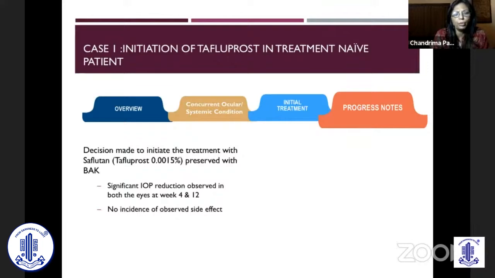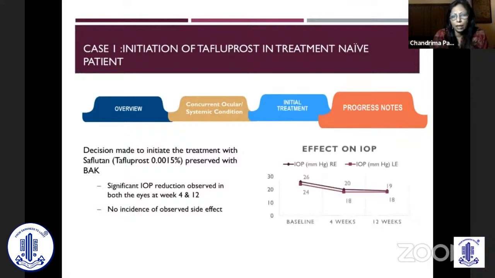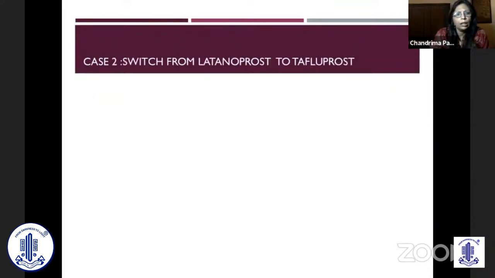There was significant IOP reduction observed in both eyes at week 4 and 12, with no incidence of observed side effects. She started with 26 and 24, and then ultimately at the end of 12 weeks, it was 19 and 18. This is case 2, switch from latanoprost to tafluprost.